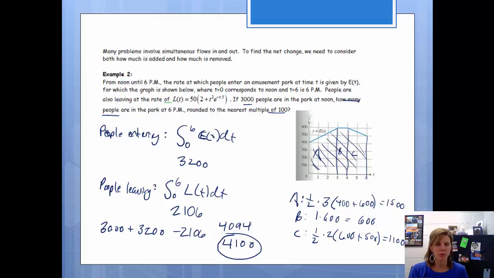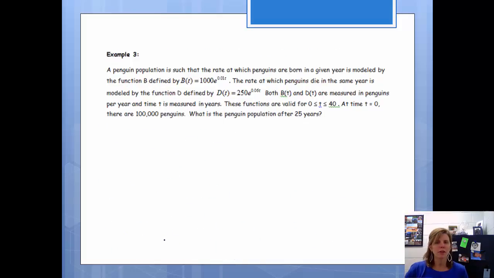Another way that I could write this, just to make it look a little bit more mathy, I guess, we could have 3,000 plus the integral of the people entering minus 0 to 6, the people leaving. Sometimes on a problem it might just ask for the integral setup, and that would be the integral setup. Okay, let's try another one. You might want to try this one on your own and come back and see how you do.